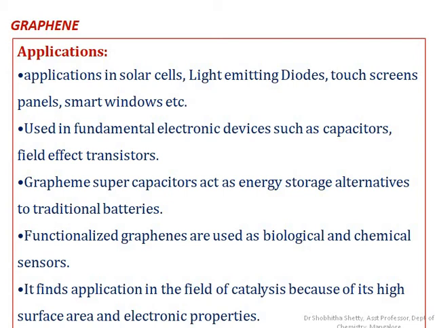It has high tensile strength also, so it has applications in various electronic industries, semiconducting industries, etc., even in the solar field. Mainly it is a flexible conductor, so it finds application in solar cells, even LEDs, touch screens, smart windows, etc. And in all the fundamental electronic devices we can see nowadays the application of graphene, the nanomaterial, in capacitors, even transistors, and it can be used as energy storage devices, and biological and chemical sensors.